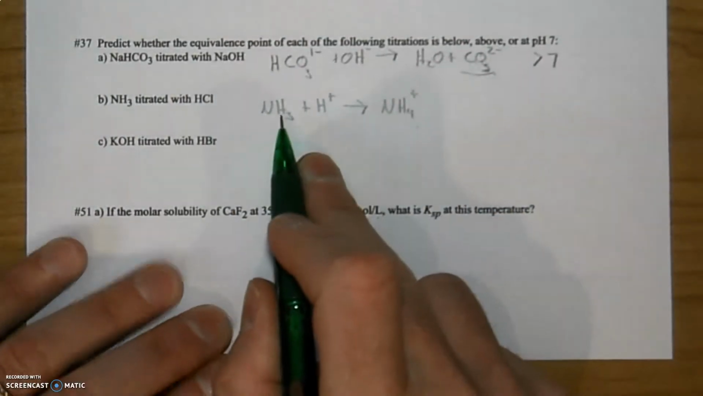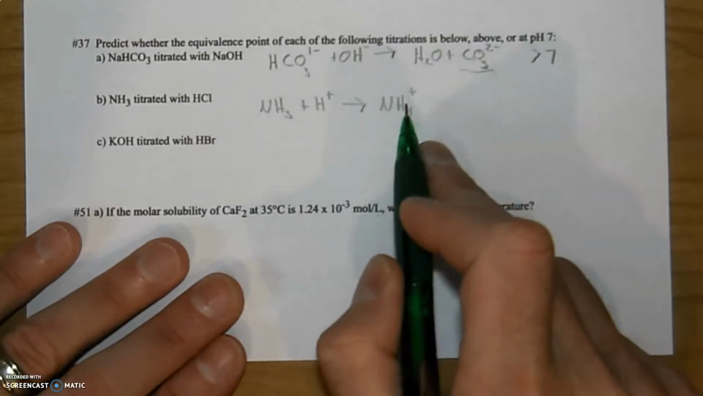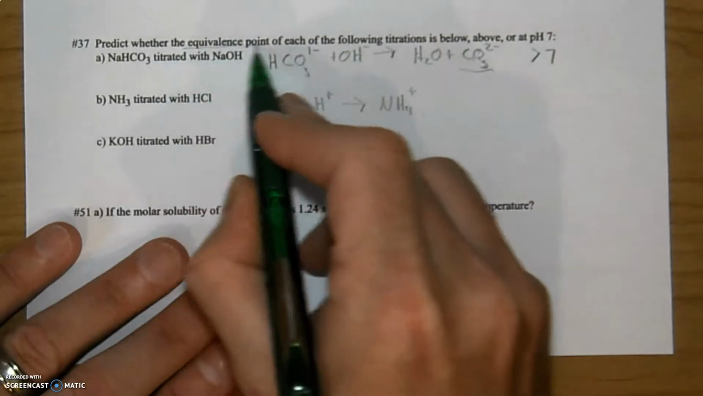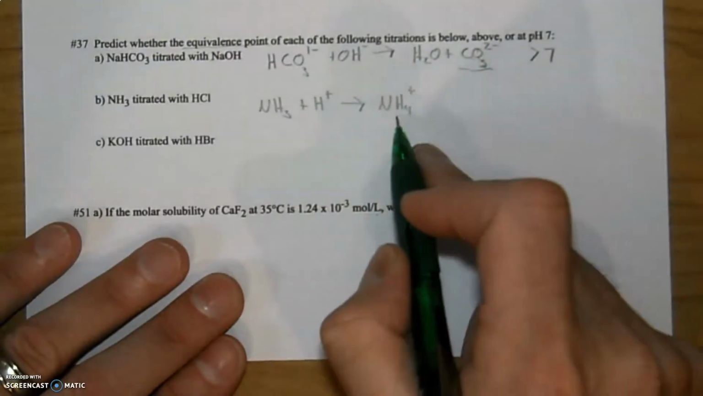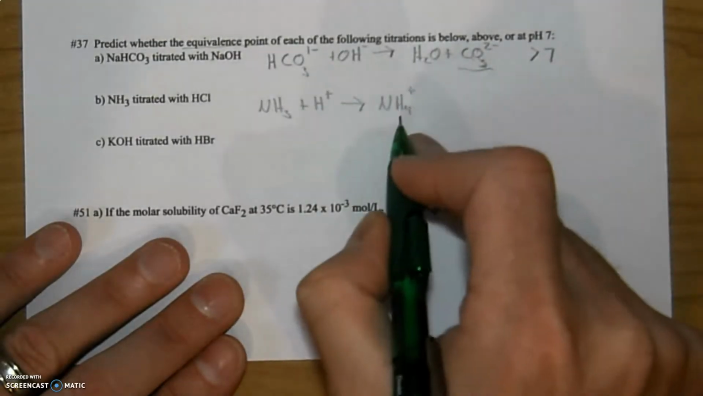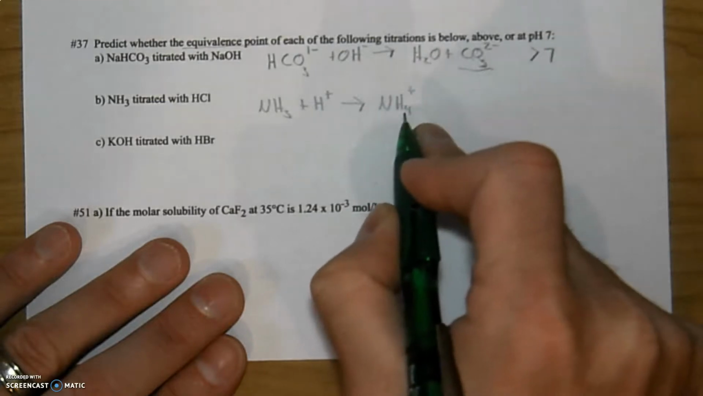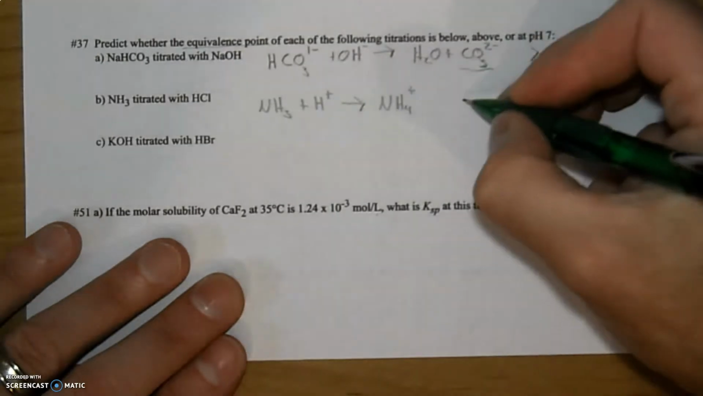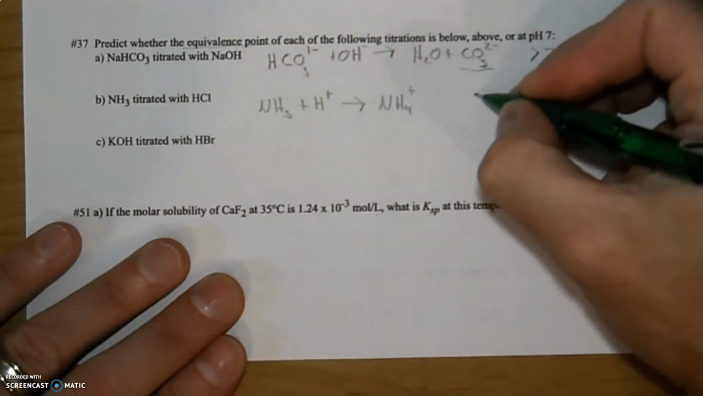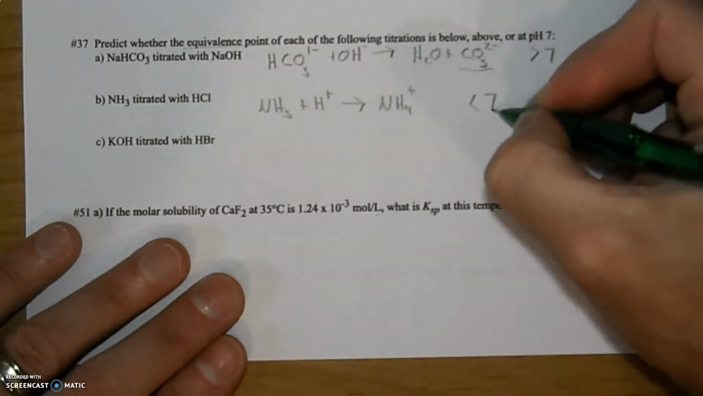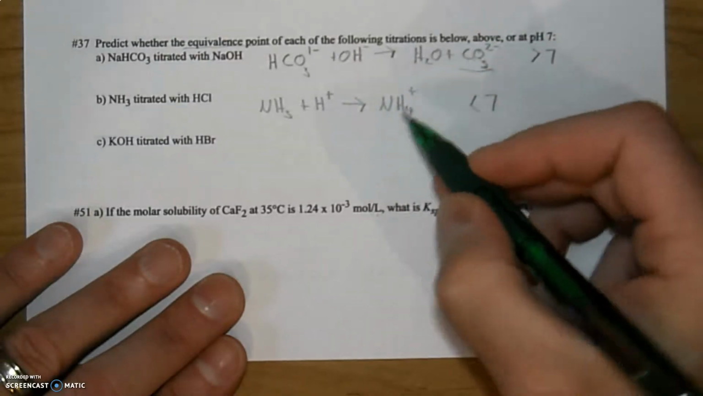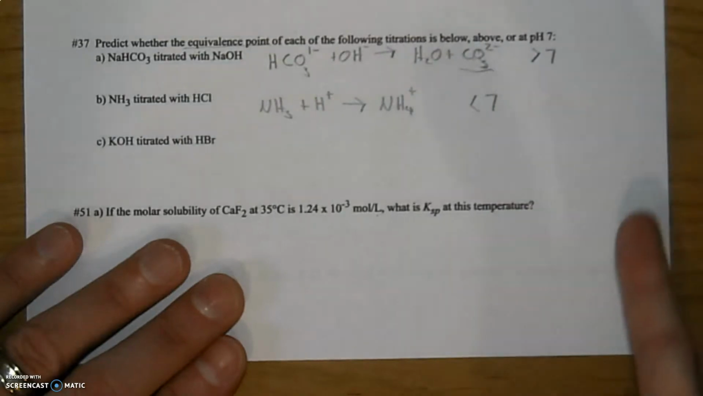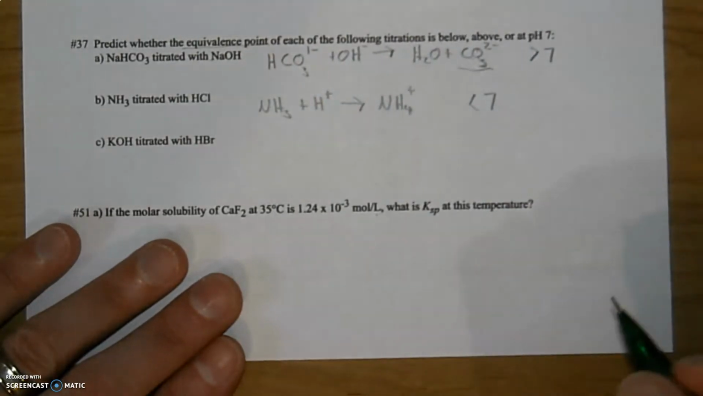This is a weak base. This is the conjugate acid of a weak base. The only thing remaining in solution, and I am at, again, the equivalence point. So if this is the only thing remaining in solution, this conjugate acid, it's an acid. So therefore, I would expect my pH to be something less than 7 because it's going to be an acid and it's going to give that hydrogen to water and create some hydronium ion. So it should be something less than 7.